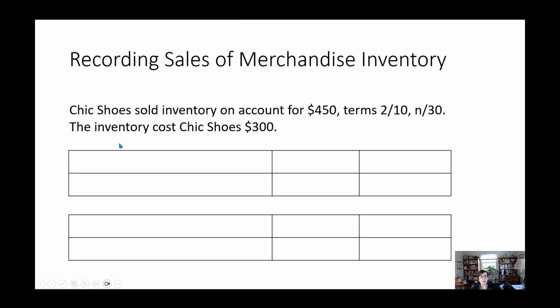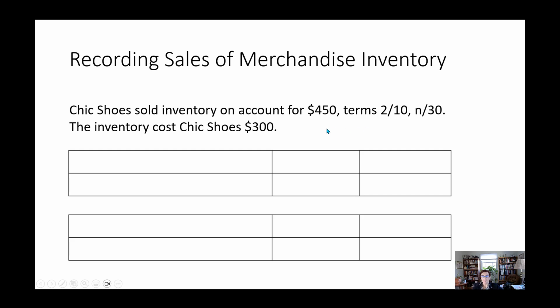So now let's say that Chic Shoes sells some inventory on account for $450, terms 2/10 net 30. The inventory cost Chic Shoes $300. You're going to notice there are two journal entries here for one transaction. This is something that often gives students trouble because it's a little bit confusing.